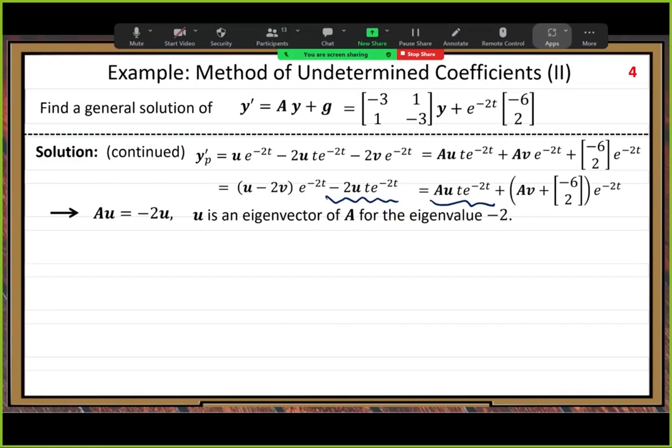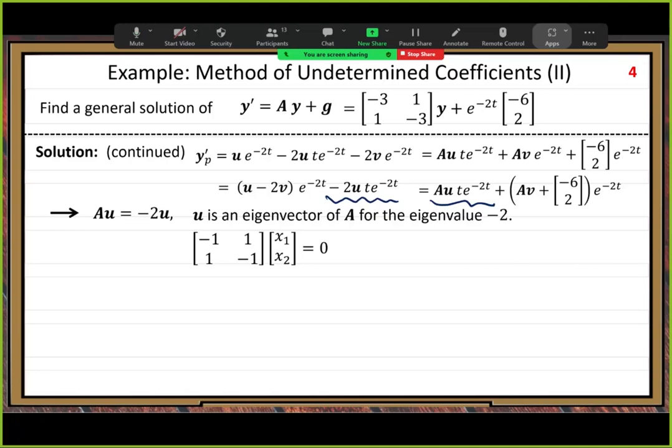Now here, if you look at this equation, you can see u is an eigenvector of A matrix for eigenvalue negative 2, right? Look at the form. That's our eigenvalue problem, that form, with eigenvalue negative 2. Then we can find u. u is an eigenvector.